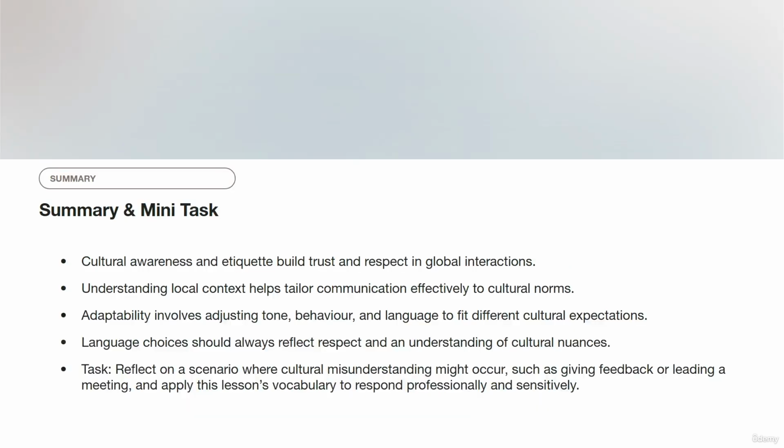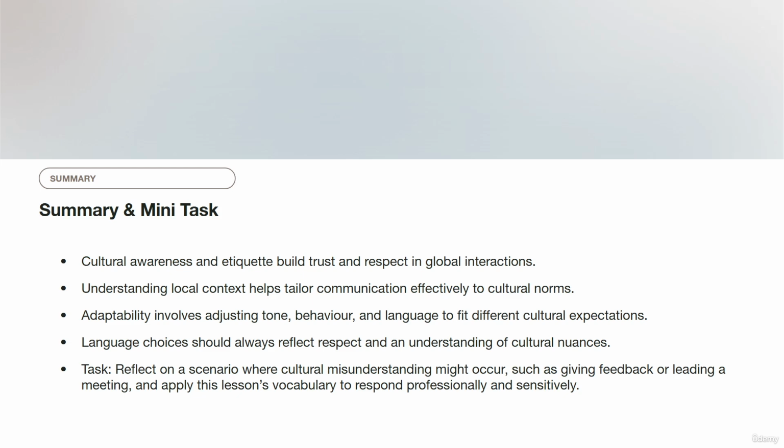So to sum up, cultural awareness and etiquette build trust and respect in global interactions. Understanding local context helps tailor communication effectively to cultural norms. Adaptability involves adjusting tone, behavior, and language to fit different cultural expectations. Language choices should always reflect respect and an understanding of cultural nuances, or at least an obvious willingness to understand. And something you guys can think about: reflect on a scenario where cultural misunderstanding might occur.